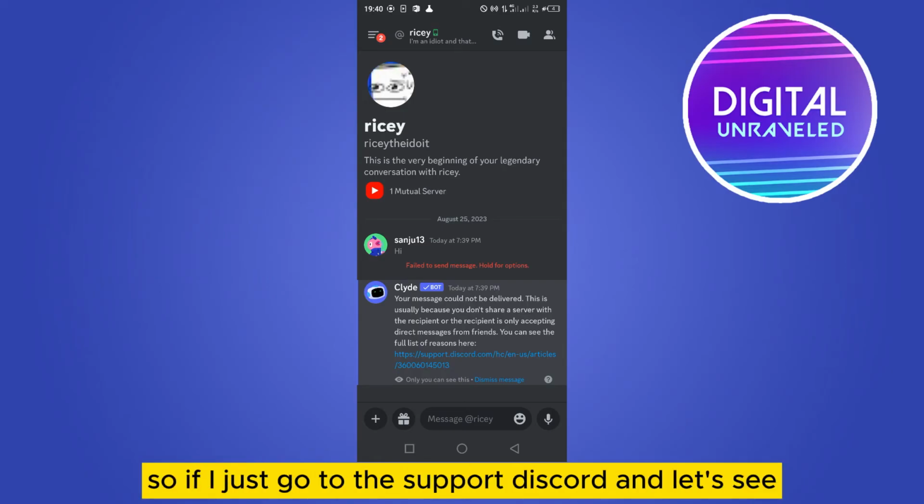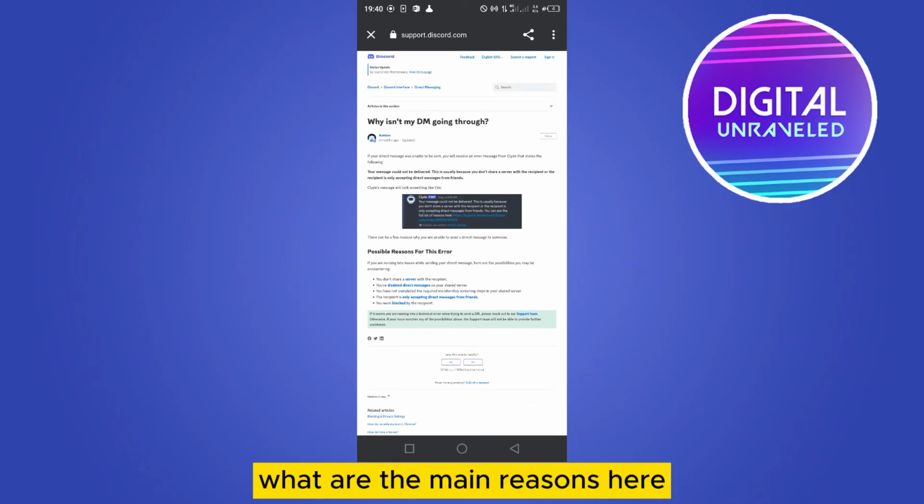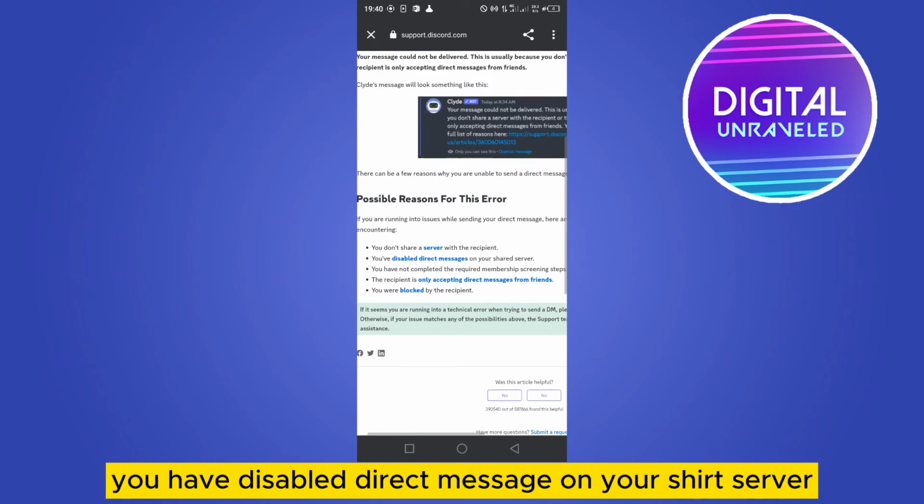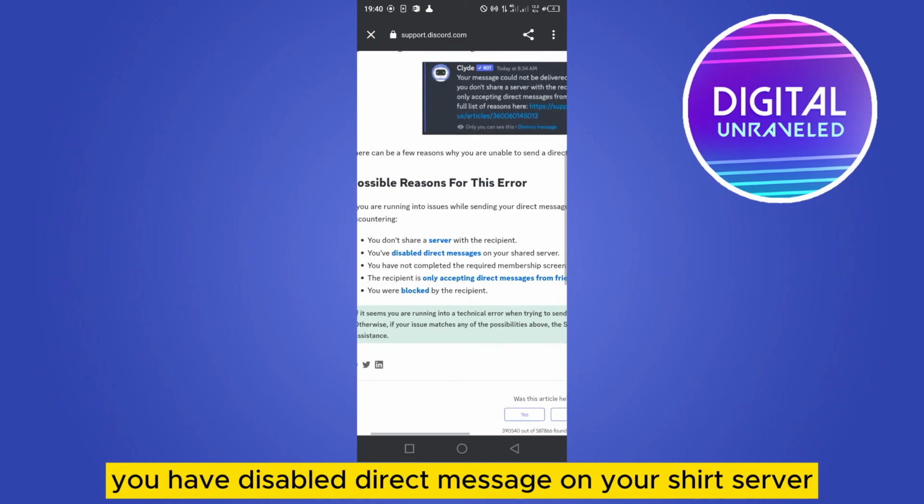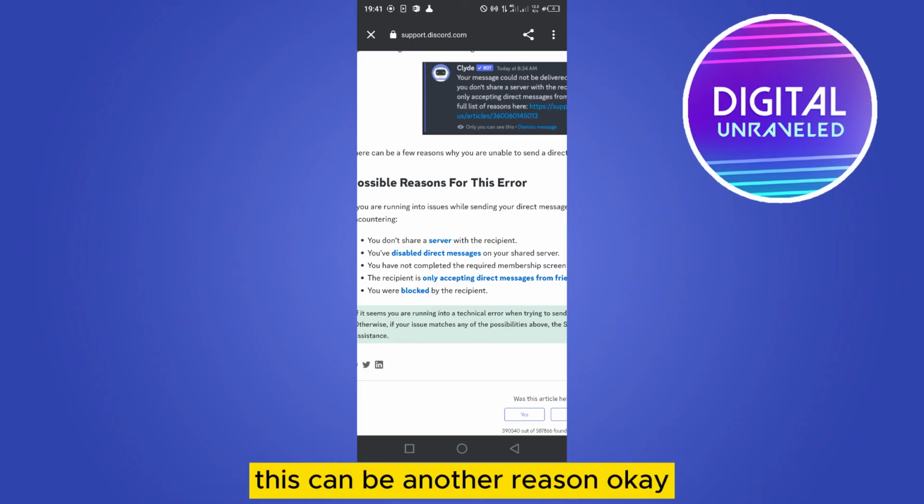So if I just go to the support Discord and let's see what the main reasons are here. The third reason I can share with you is you have disabled direct messages on your shared server. So you have to enable direct messages on your shared server. This can be another reason.